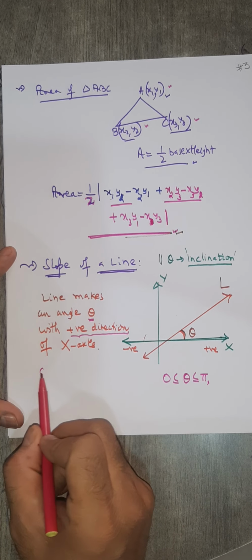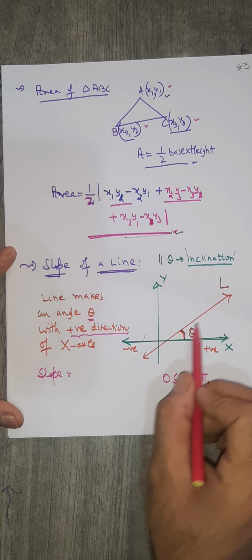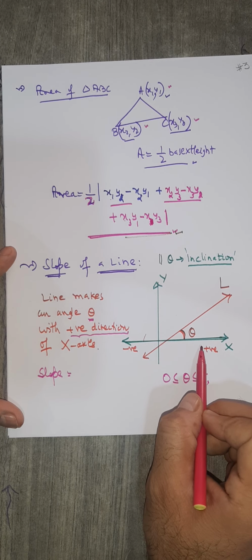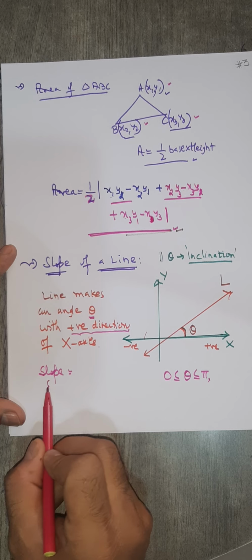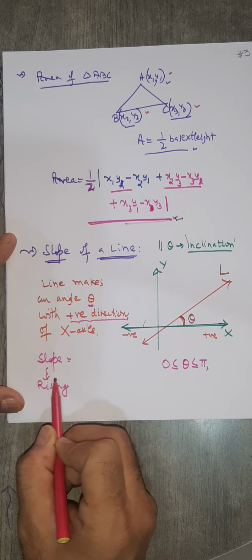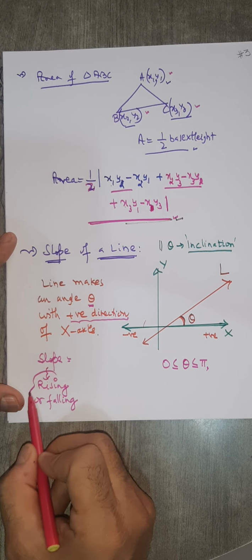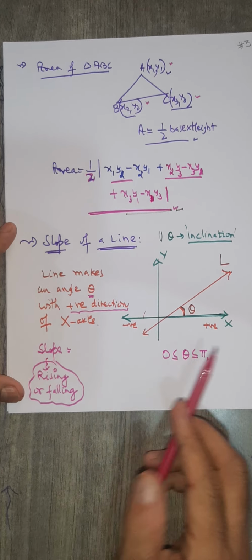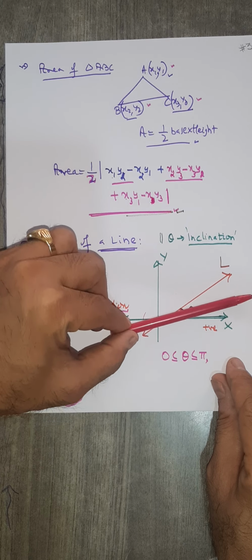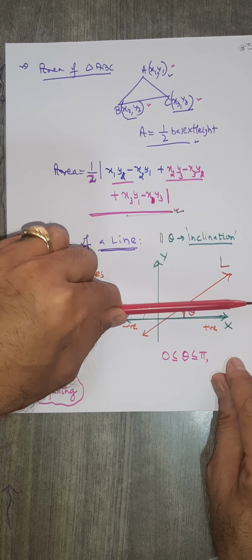Once we have this, the slope is nothing but the measure of inclination of this line with the ground. Indirectly, the slope represents precisely the rising or falling of the line. If the line is like this, exactly like this, then there is no rising or falling of the line. So slope will be 0.